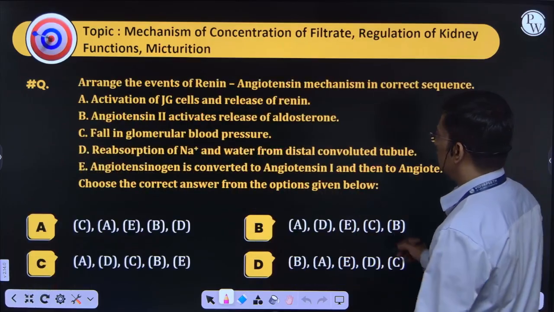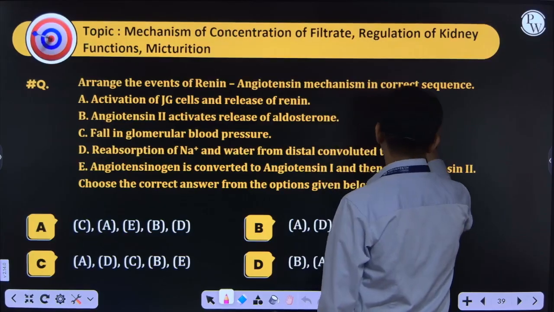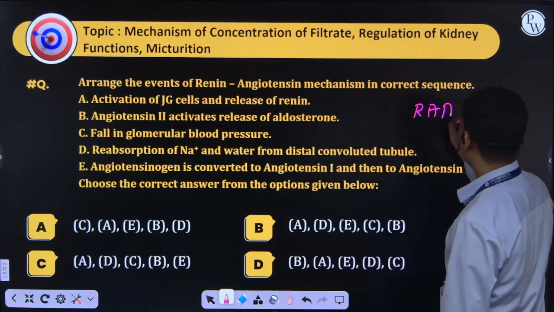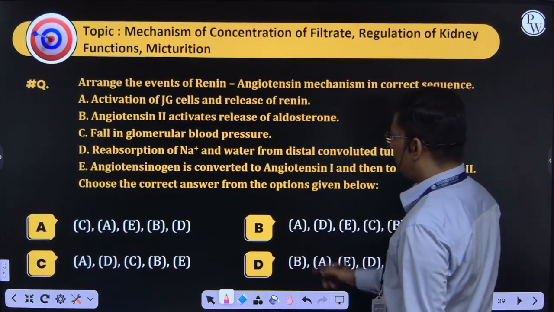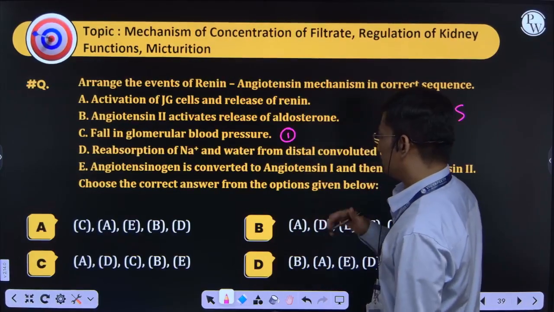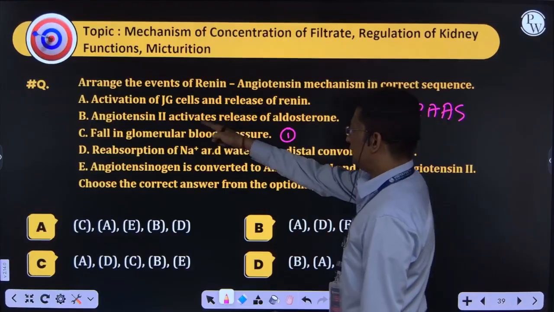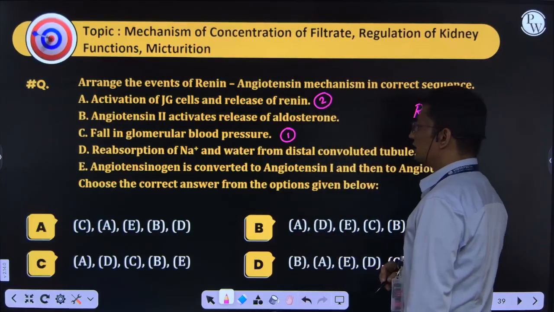Arrange the events. Renin-angiotensin mechanism. Renin-angiotensin-aldosterone system. So when will it operate? Fall in blood pressure. If the blood pressure decreases, it will activate the JG cells to release renin. Okay, what will this renin do?